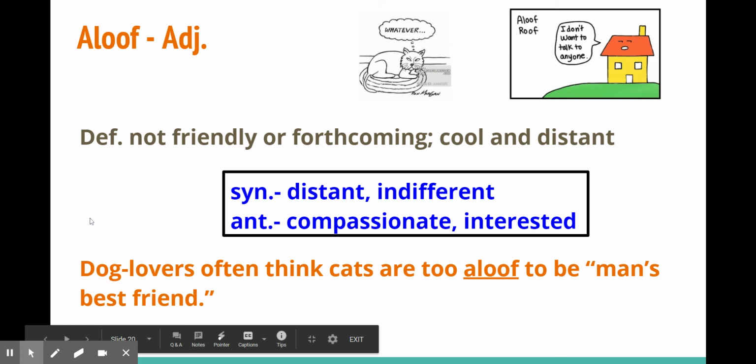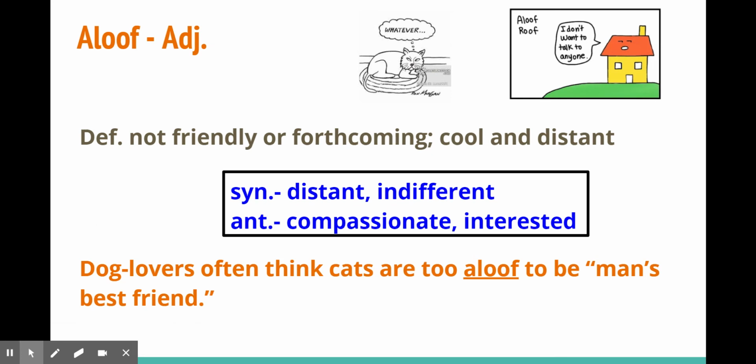Aloof. Aloof is an adjective, a word that describes a noun or a pronoun, meaning not friendly or forthcoming, cool and distant. Aloof, we often use that word to describe somebody who's not super friendly, they're not outgoing, they're more quiet, reserved, cool, calm, collected. Sometimes they can be seen as rude. Synonyms, distant or indifferent. Antonyms, compassionate or interested.